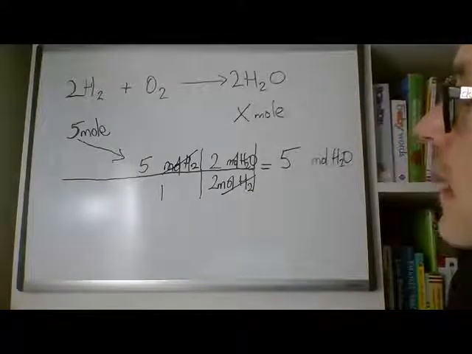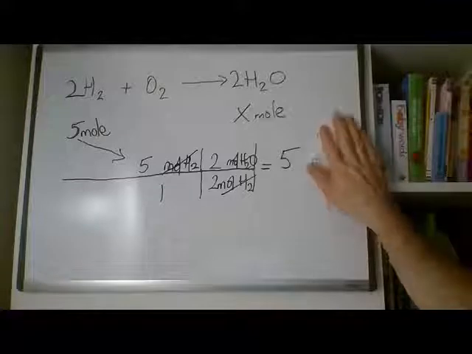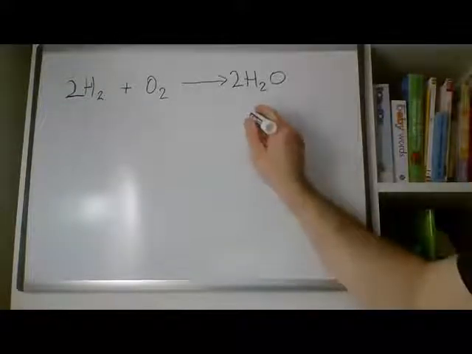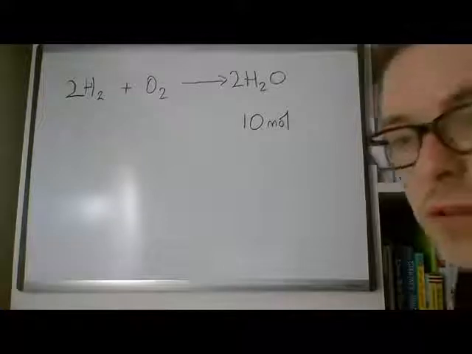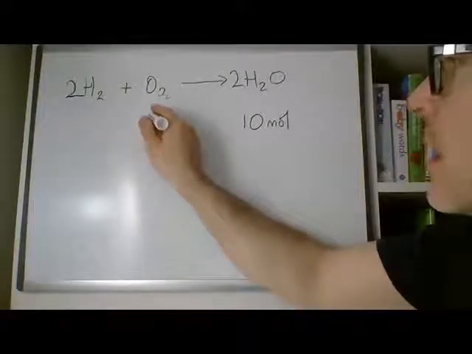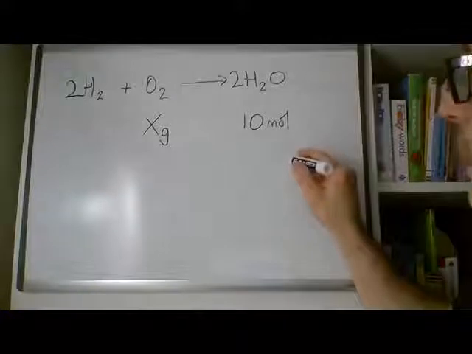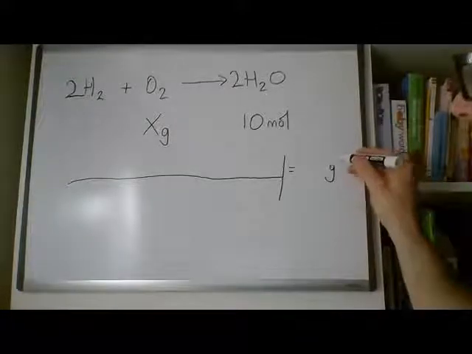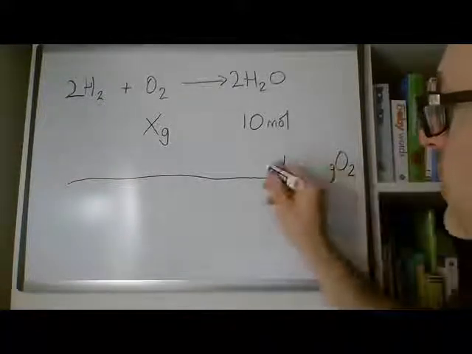Well, let's look at another example. So that's a nice simple example. What if I said you have 10 moles of water, and I asked you how many grams of oxygen you produced? So I need grams of O2 for the molecule, not the atom. If you need gram, you write gram immediately.